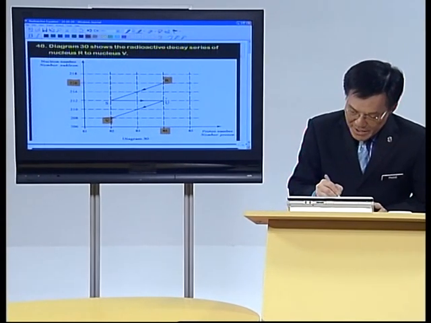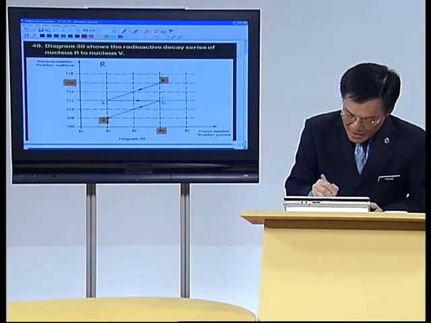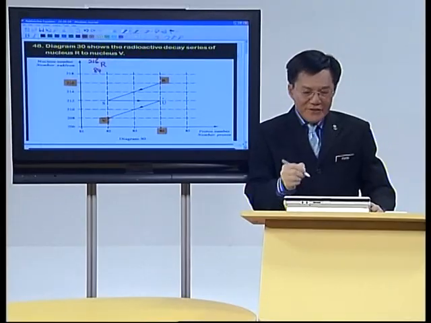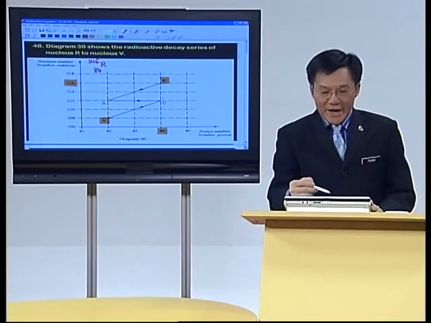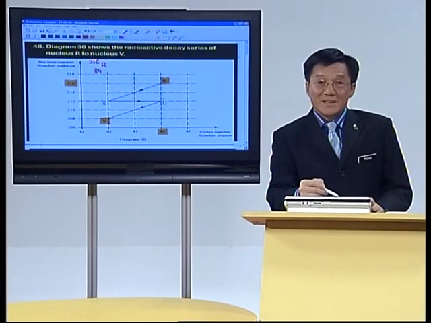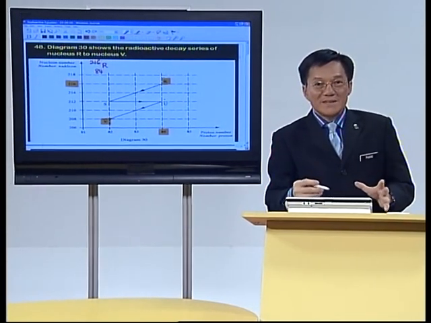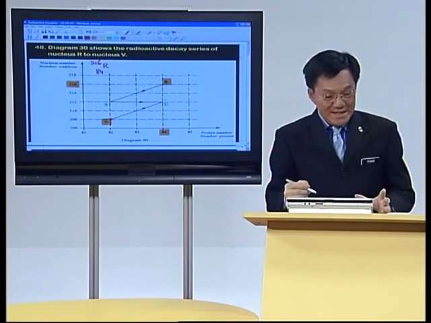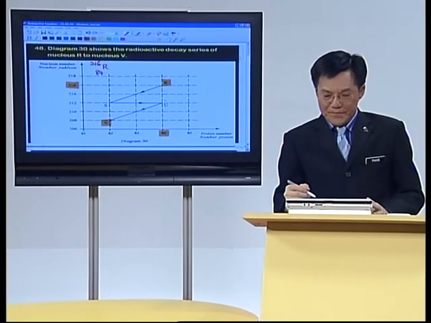So I'll just write it up here, the equation. R, okay, 216, 84. So the first step is get used to writing the nucleus in this format, in this form. This is the standard form for us as science students to write it down. Okay, so far so good?